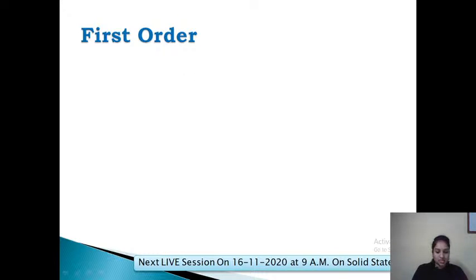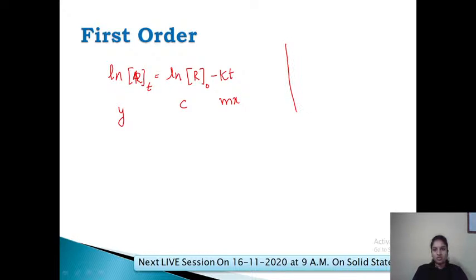Likewise, for a first order reaction, what is our integrated rate law? ln concentration of A at certain time t, or you can take it as R, equals ln concentration of R naught minus kt. Again equate it to the straight line equation, y = c + mx. Now coming to the graph of this particular equation.